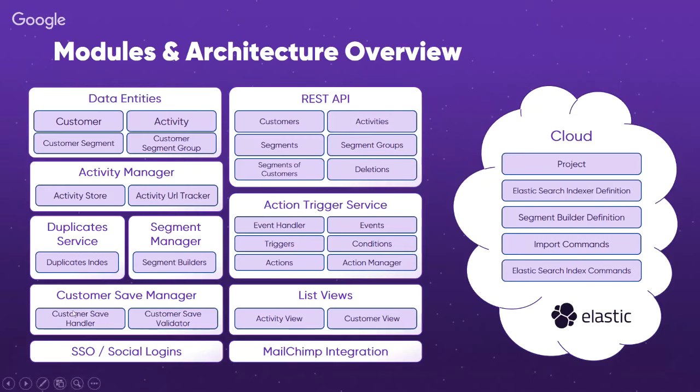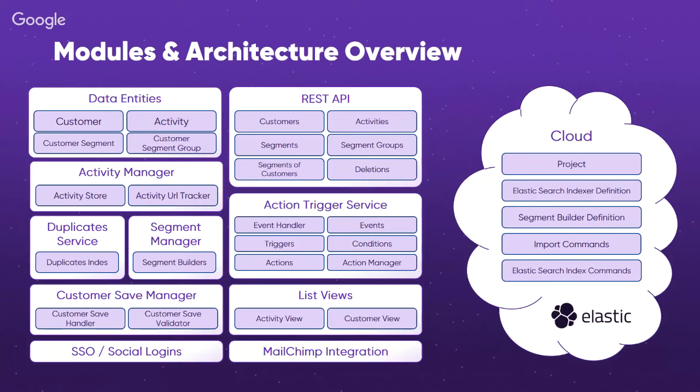Then we touched the duplicate service. We touched the segment manager and the segment builders, which is the place for the automatic logic of creating or assigning segments to customers. We have, of course, touched somehow the customer save manager, who is responsible for saving customers, for validating the customers, and also triggering events and triggers if necessary.